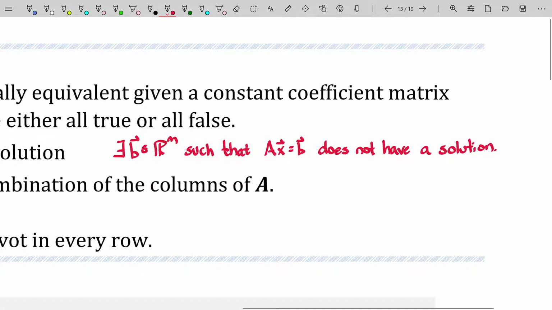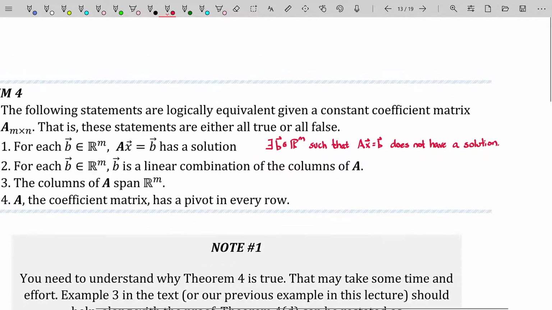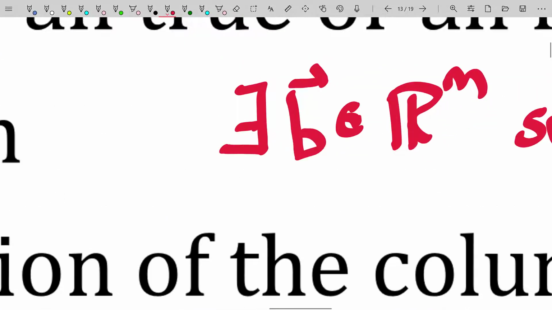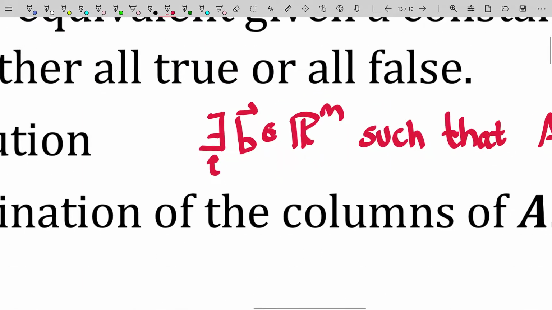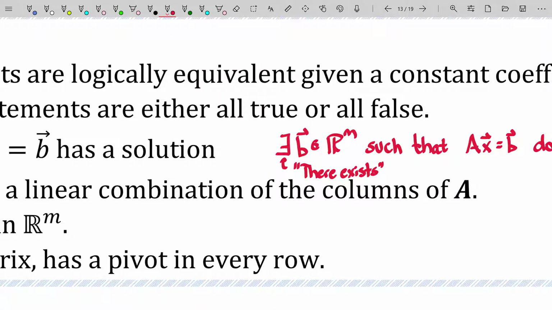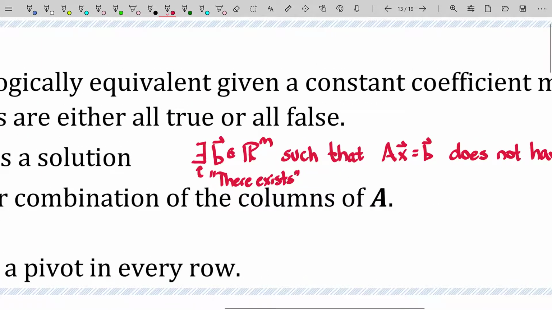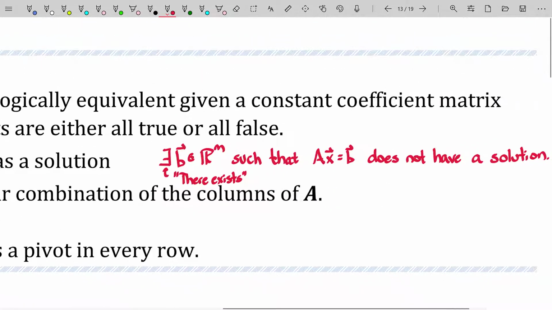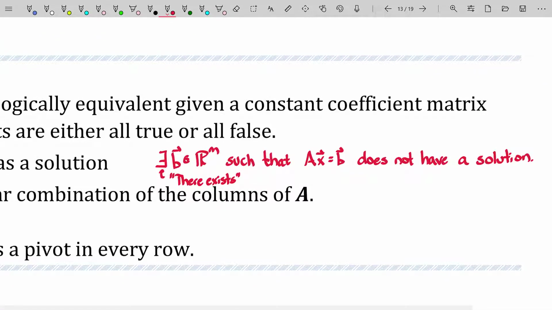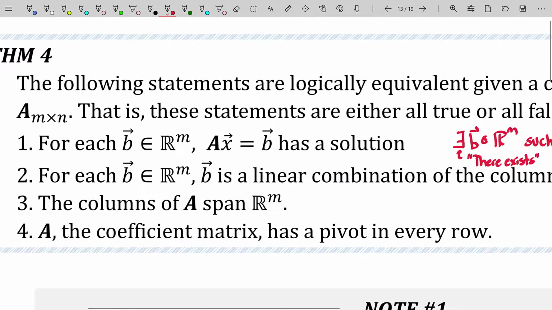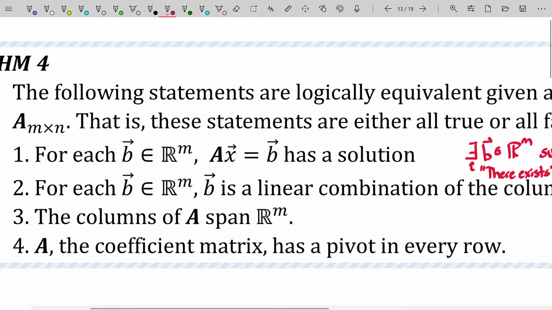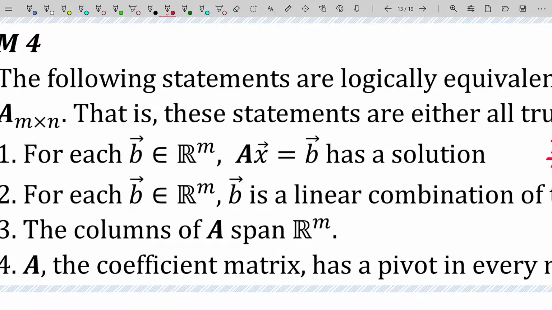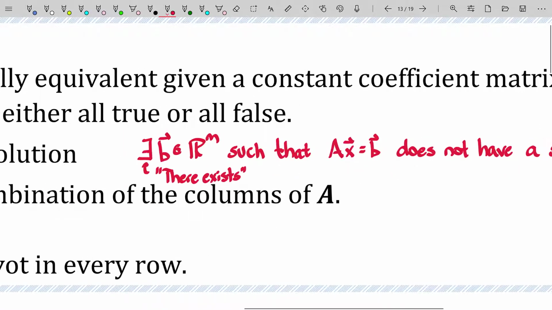So that red ink right there says the following. If you've never done symbolic logic, that backwards capital E right there means "there exists." So there exists some vector B in Rm such that the matrix equation Ax equals B does not have a solution. That's the opposite of this first statement. So if that first statement fails, basically that means this red ink is true.